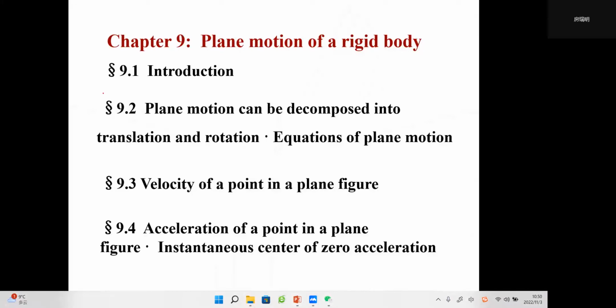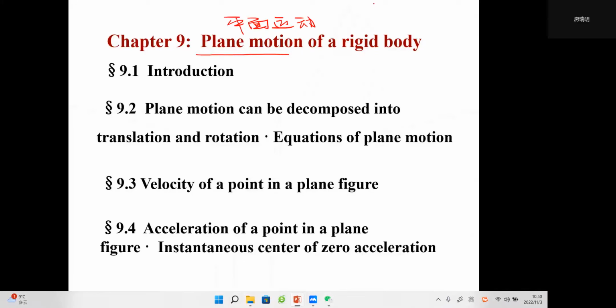So actually, you guys find this chapter 9 is called plane motion of a rigid body. It means plane motion, we Chinese call that 平面运动. And this will be the final chapter of the second part of this course, because in the second part we are talking about the kinetics of a body system.